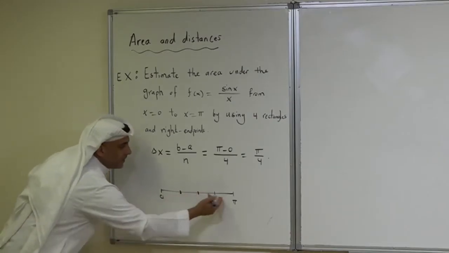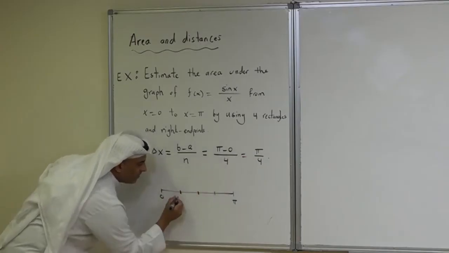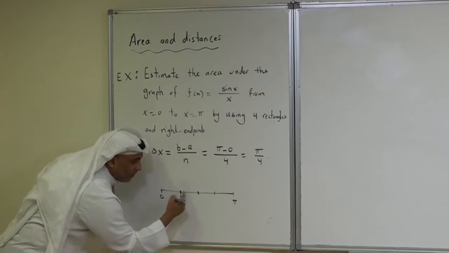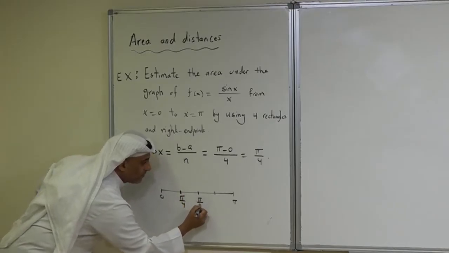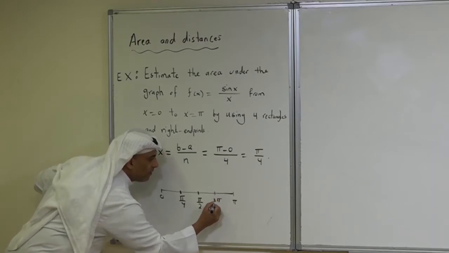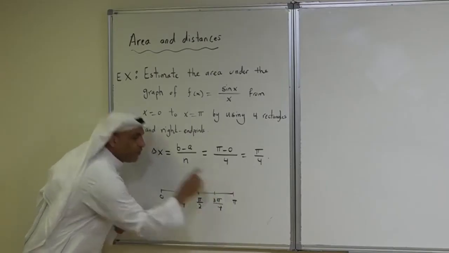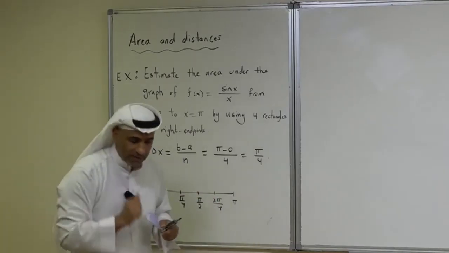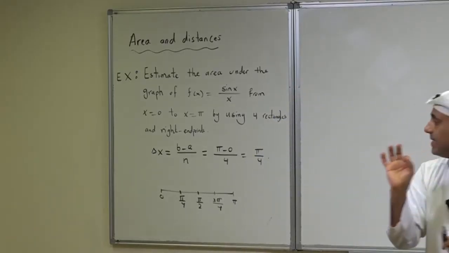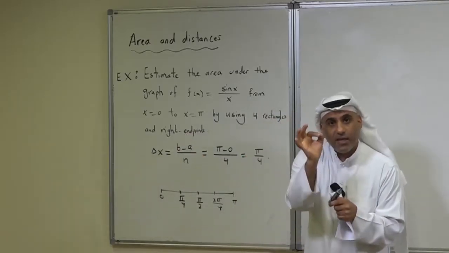So what are these numbers then? 0 is the beginning of the interval. Adding delta x, you have the second point, so it is pi over 4. Adding another delta x, pi over 4, this will be pi over 2. Adding again pi over 4, this will be 3 pi over 4. So you can see now we have 1, 2, 3, 4 sub-intervals. Now what is the altitude? The altitude will be taken as the image at the right endpoints.